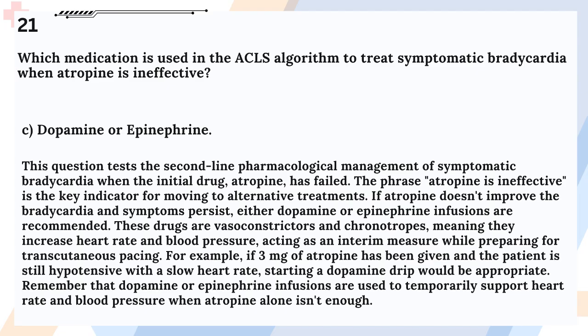Answer: C. Dopamine or epinephrine. This question tests the second-line pharmacological management of symptomatic bradycardia when the initial drug, atropine, has failed. The phrase "atropine is ineffective" is the key indicator for moving to alternative treatments. If atropine doesn't improve the bradycardia and symptoms persist, either dopamine or epinephrine infusions are recommended.